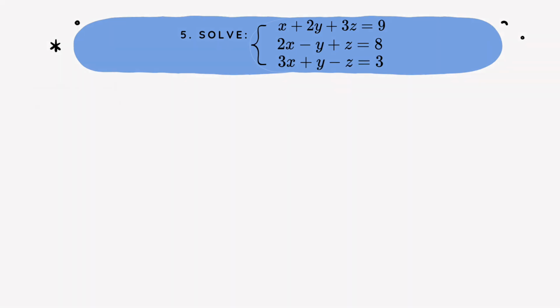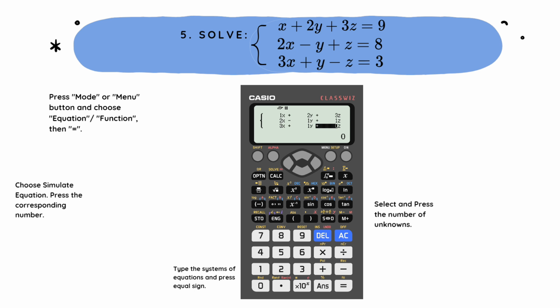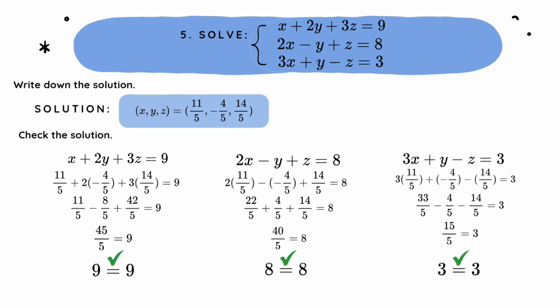Let's now try solving our example using a calculator. And since we already set up our calculator in solving 3 variables, we can now skip the step 1, 2, and 3. Let's proceed on typing the systems of linear equations in our calculator. After that, just press equals, then we'll get the values for x, y, and z. And as we have already checked earlier, our solution satisfied all our given equations, which means that our solution is correct.